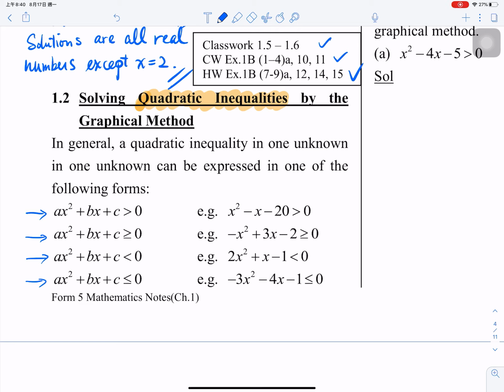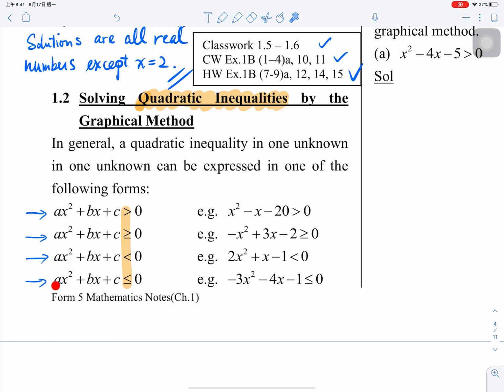ax squared plus bx plus c, and this time with an inequality sign, right? So in general, a quadratic inequality in one unknown can be expressed in one of the following forms. These are the examples. You see quadratic form greater than 0, and this one greater or equal to 0. You can also have smaller than 0 or smaller or equal to 0.